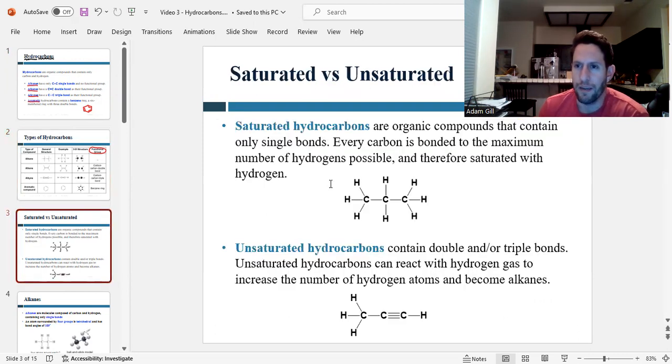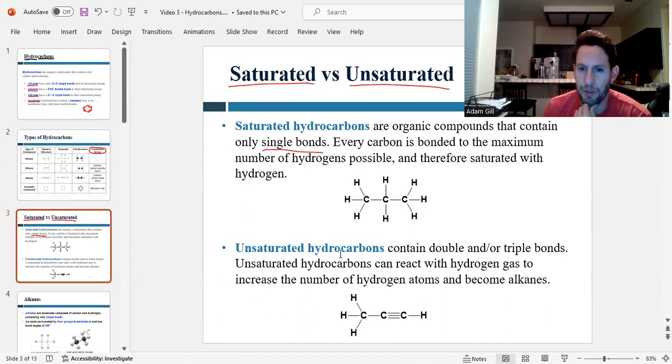So let's look at another way to differentiate hydrocarbons. So separate from the four categories we just talked about, you can classify hydrocarbons as either saturated or unsaturated. Now, saturated hydrocarbons have only single bonds. That means that every carbon is bonded to the maximum number of hydrogens possible. So this molecule here can't fit any more hydrogens. Every carbon is already bonded to the maximum amount of hydrogens possible.